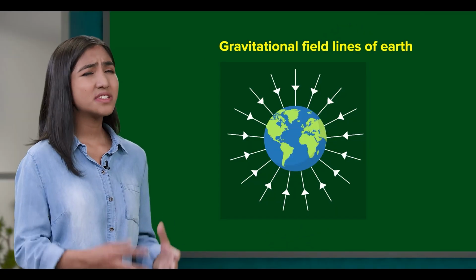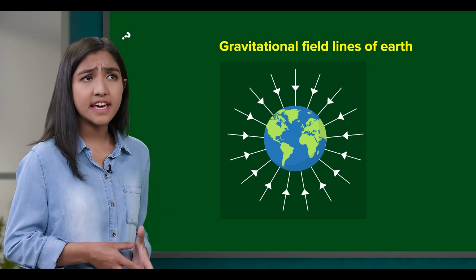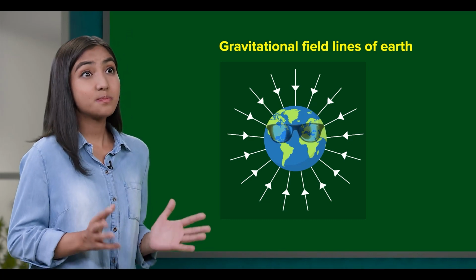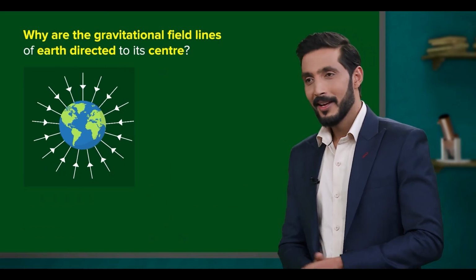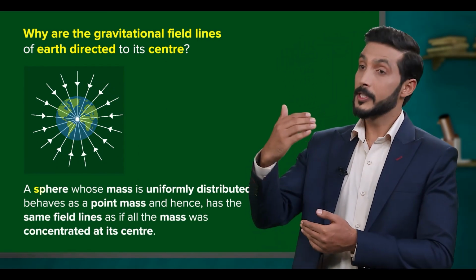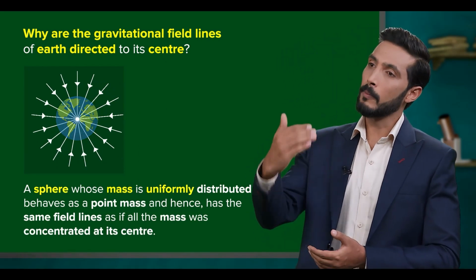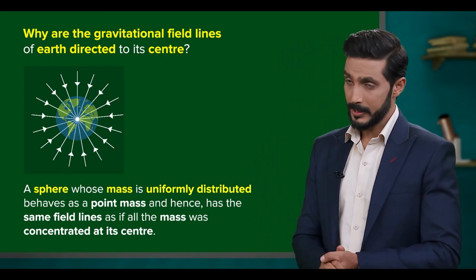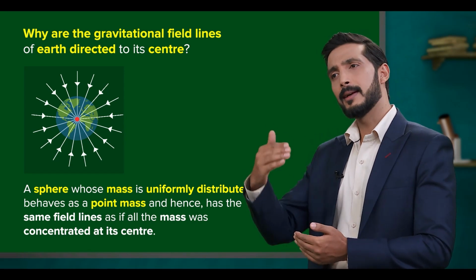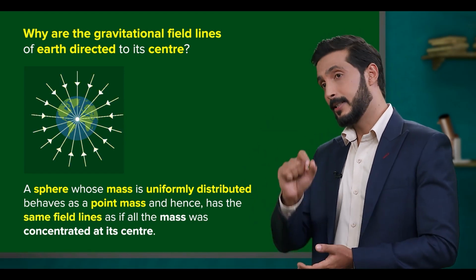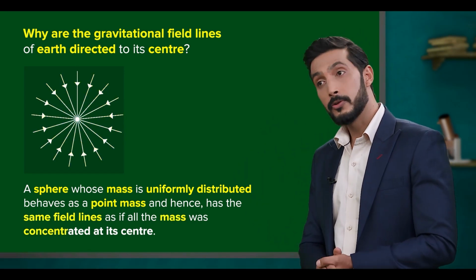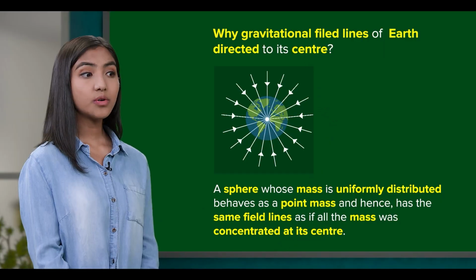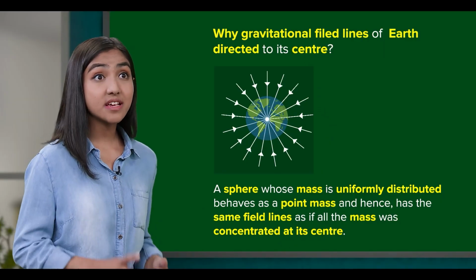Is there any particular reason why this is the case, or is Earth special in some way? Nope. The reason behind this is a sphere whose mass is uniformly distributed behaves as a point mass and hence has the same field lines as if all the mass was concentrated at its center. Oh yeah, we did use this assumption in the previous lesson as well.